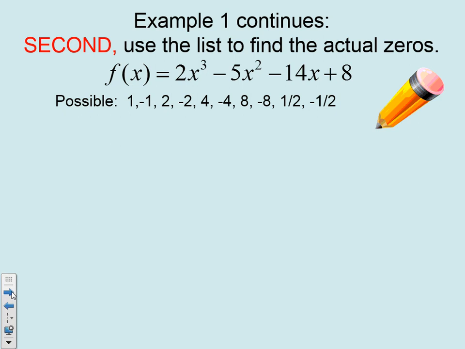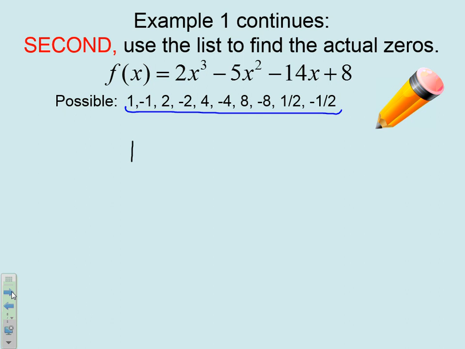So, continuing on. There's our polynomial again. And I've written out the list that we just generated. These are the numbers we just generated there. And we're going to use those to help us find the actual solutions. That doesn't mean they all are solutions, but somewhere in that list is a good hint for us to get this started. So here's my favorite part.